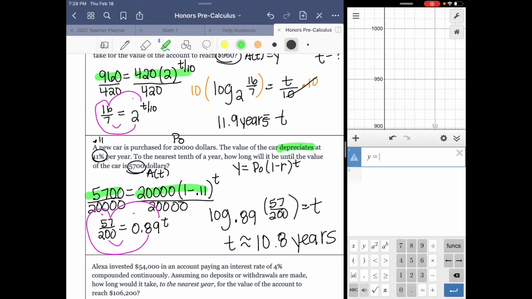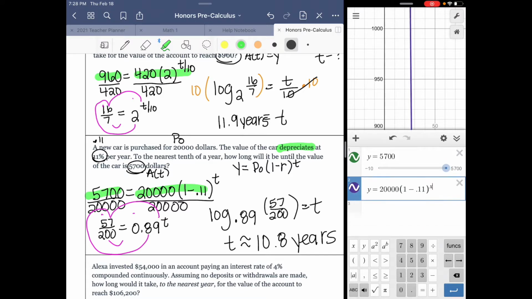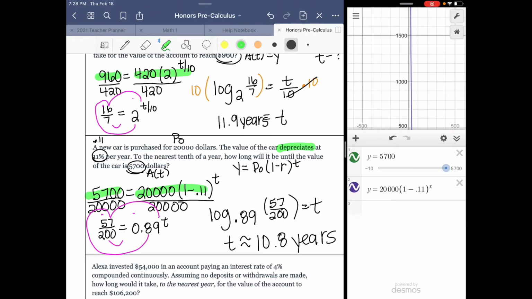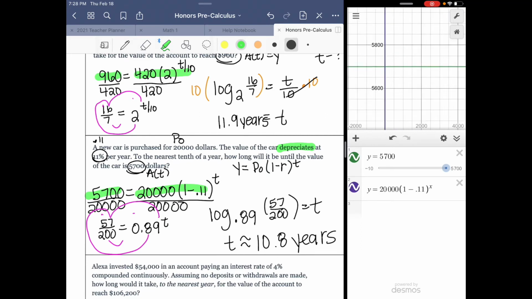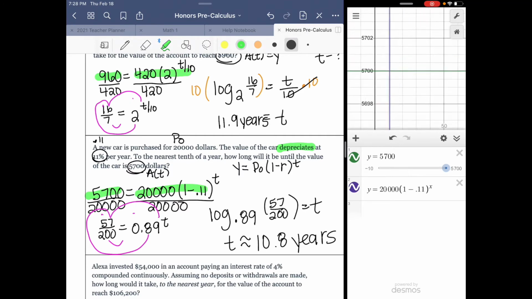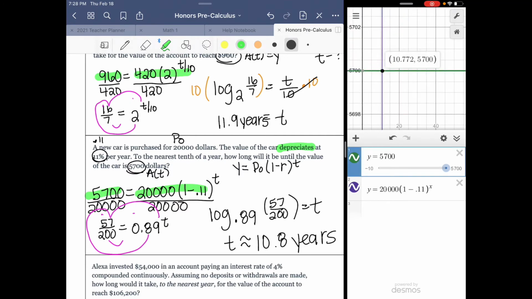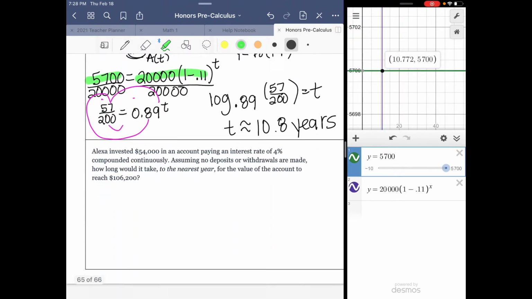That does not mean you get out of having to actually solve it, showing your work. I have my left side equals 5,700, and my right side is going to be 20,000 times 1 minus 0.11. Again, you can't use t, so you're going to use x. My initial value is 5,700 that I started with, so I'm really going to have to zoom up there and find that intersection. Again, you can test that and find the answer.